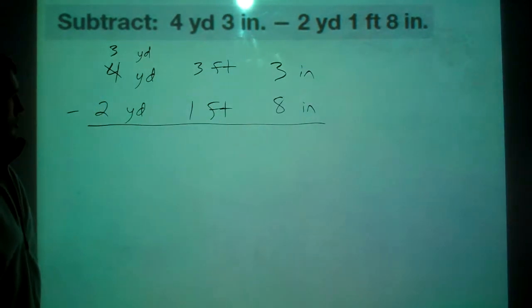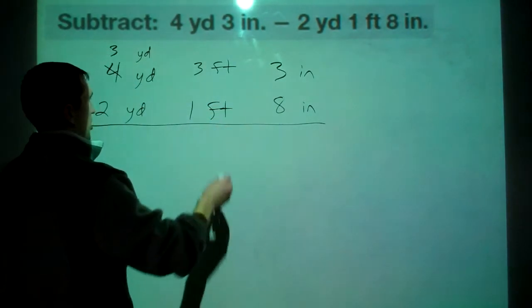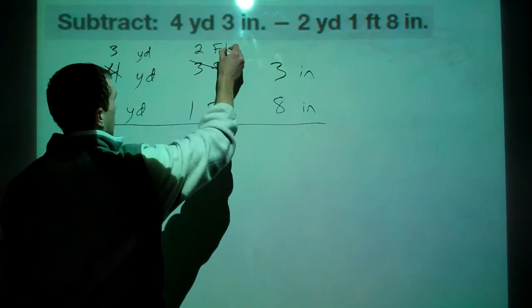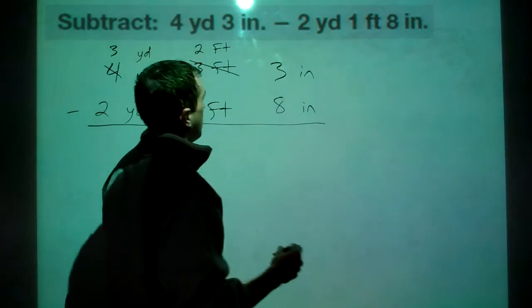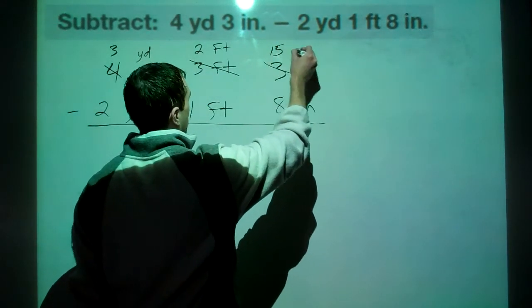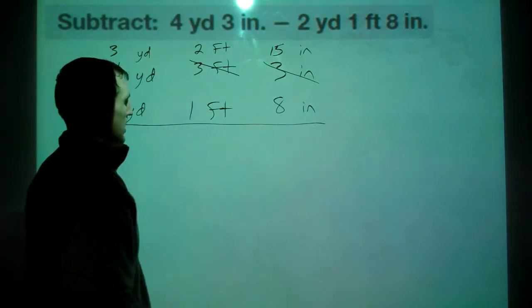Okay? But we still need to borrow from this so that we can get some inches over here. So let's borrow 1 foot. That would be 2 feet now. And 1 foot is 12 inches. So we're going to add 12 inches to 3. 15 inches. Okay, now we can do this. 15 minus 8 is 7 inches.